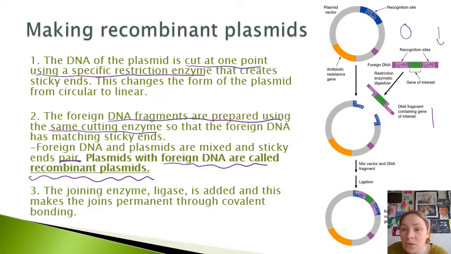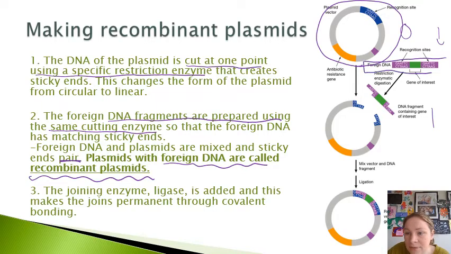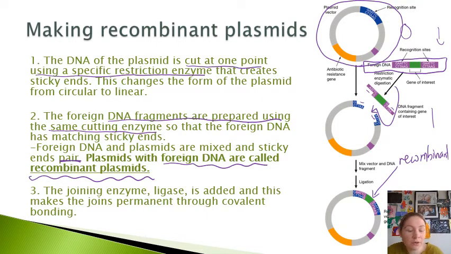So here we've got our plasmid. Here is our piece of foreign DNA. When that foreign DNA has been inserted and stuck to those complementary sticky ends, it becomes what we know as a recombinant plasmid. Recombinant means it has the gene stuck in it. The joining enzyme ligase is added, and that's what permanently joins through the process of completing those covalent bonds between the bases.